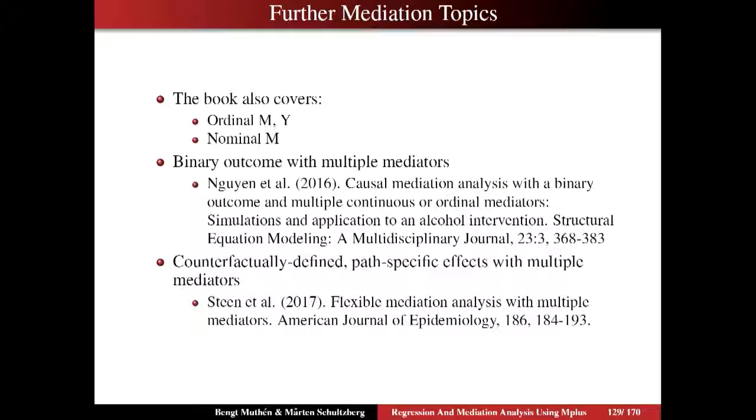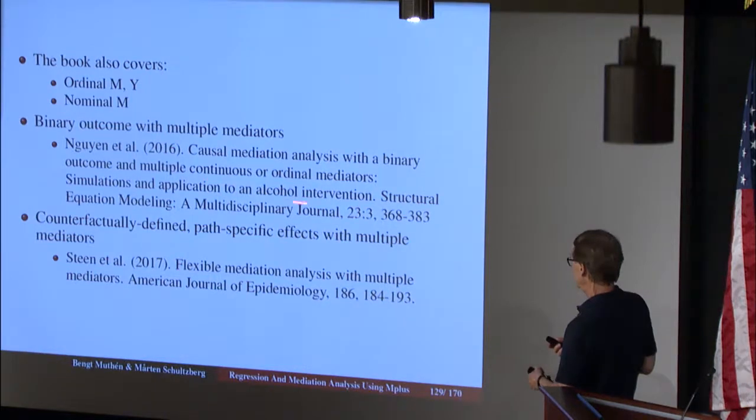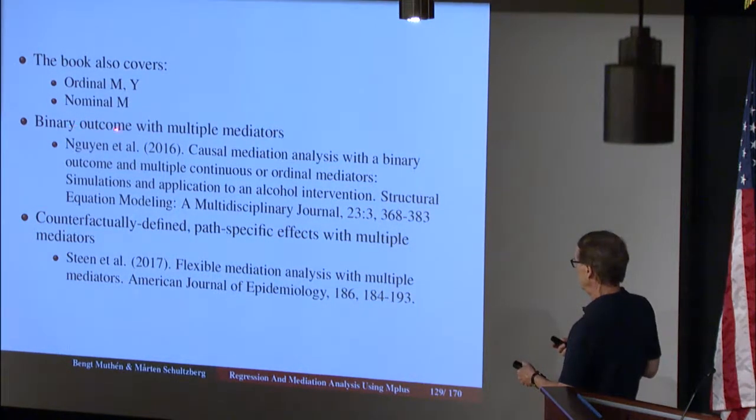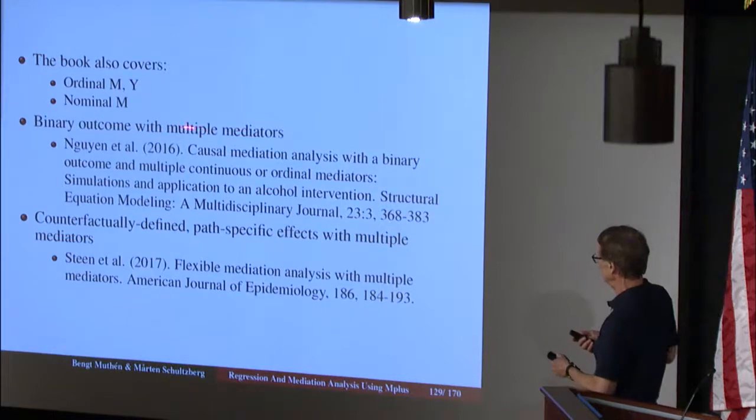What is not in the book, except for a sentence, is a binary outcome with multiple mediators. In fact, everything in the book for counterfactually defined effects is for a single mediator. It is a complex case to go from single to multiple mediators in the sense of providing path-specific indirect effects. So Nguyen, I think at Hopkins, wrote a paper in the DSEM journal which describes how to do this in Mplus, the binary outcome, binary Y and two mediators.